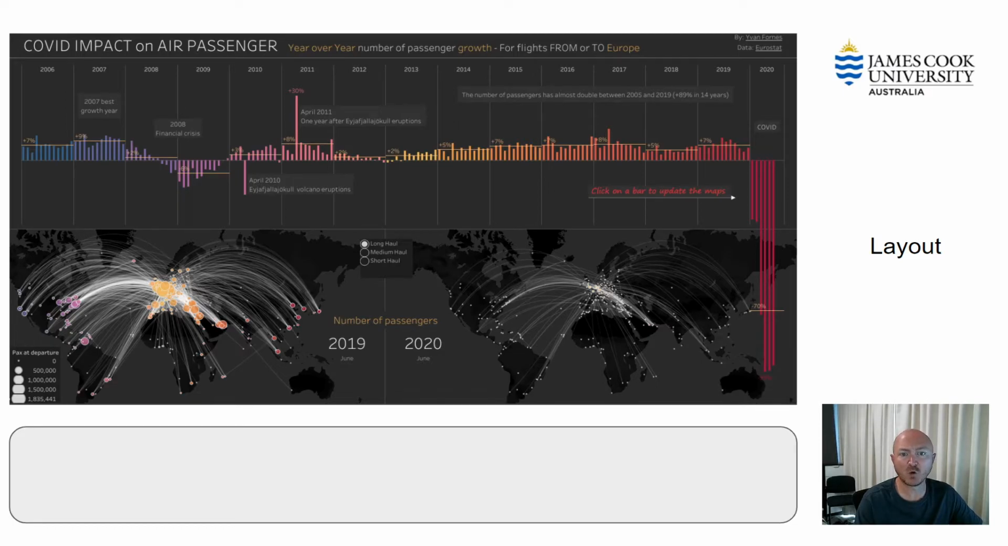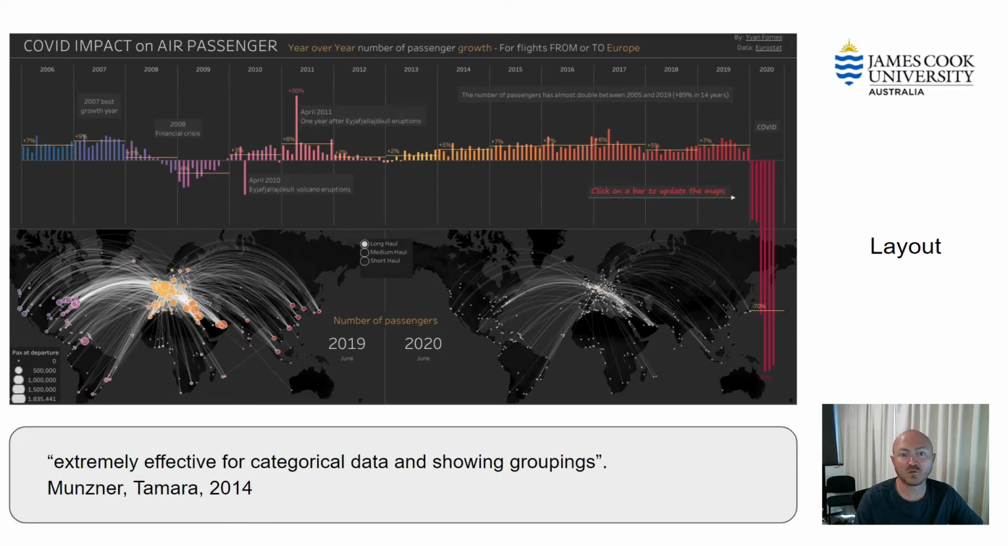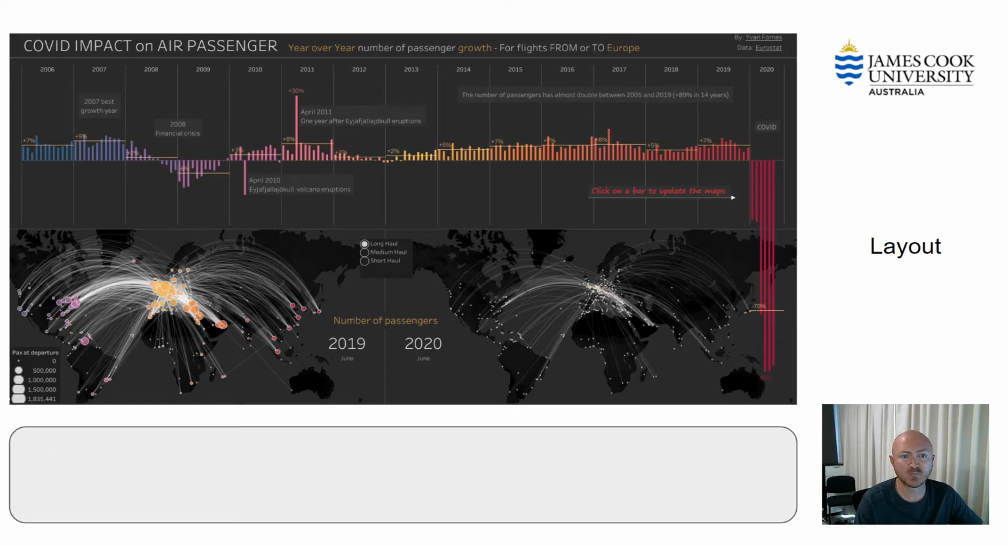The layout of time sequence data has been effectively grouped using a continuous variation in hue, which is discussed by Munzner as being extremely effective for categorical data and showing groupings. The use of hue as a grouping element utilizes the Gestalt principle of similarity to segregate years, and the use of annotations does an excellent job of explaining outliers or significant events. I also enjoy the sequence of hue that the creator has used for two reasons.